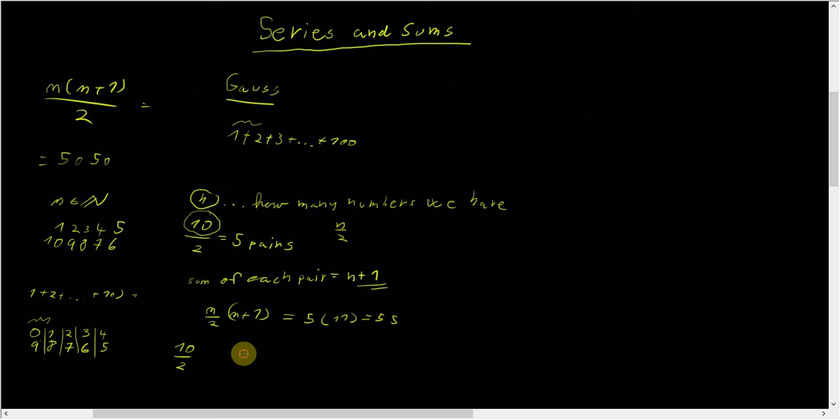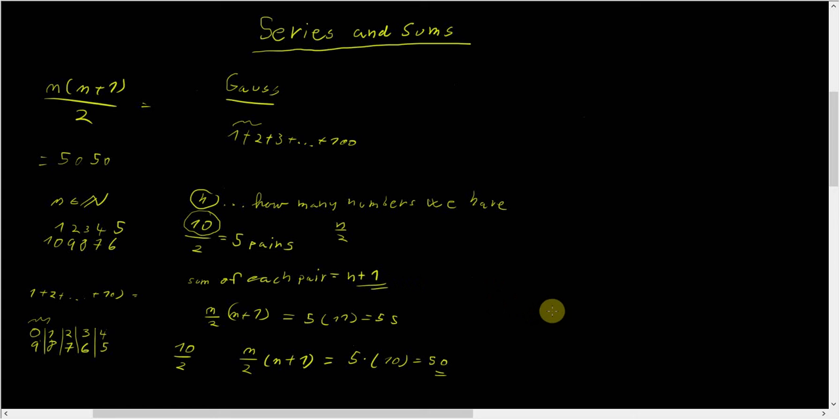Now we will get the same equation where n is the number of numbers that we have, and basically we will get a different sum this time, because the highest number we have is 9. So we're going to get 5 times 9 plus 1, which is 10, which is 50. If you don't believe me, try and sum all the numbers from 0 to 9.